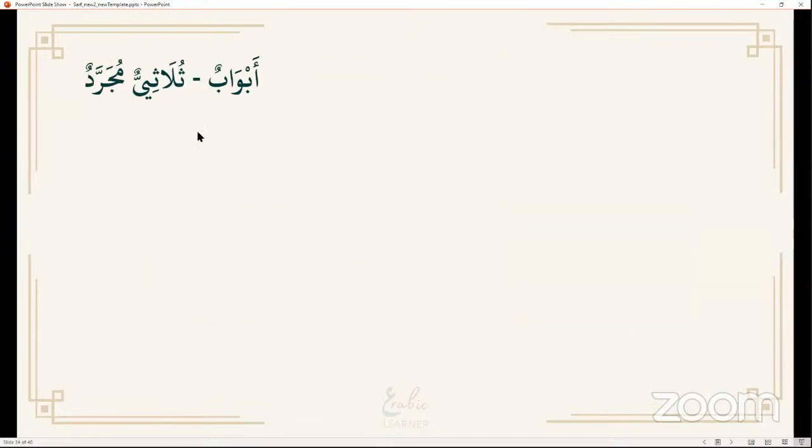Now, I would like you to solve and find out the Bab for certain af'al. Okay, I will give you the example: Kataba. You can type your answers in the chat window. Now, note that these examples are from Thulathi Mujarrad.